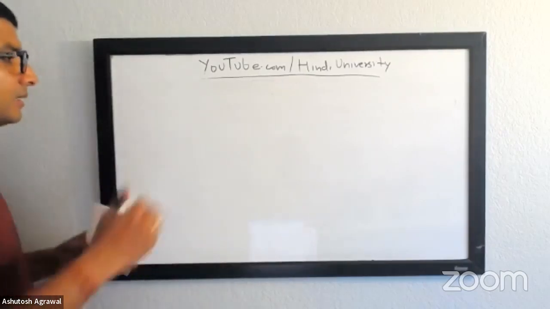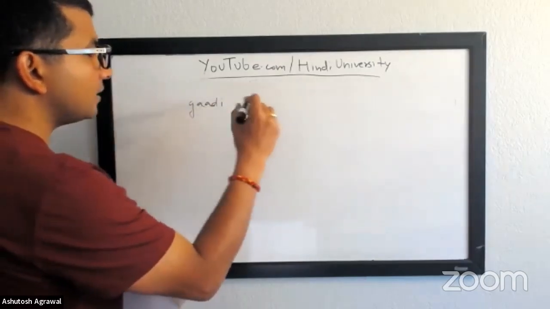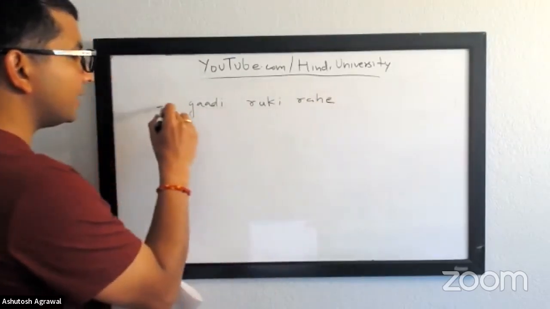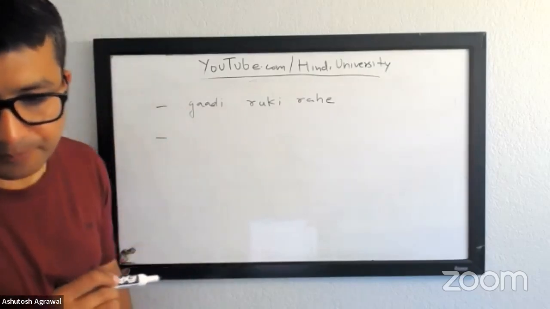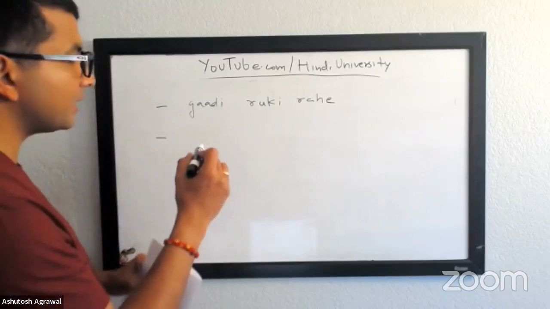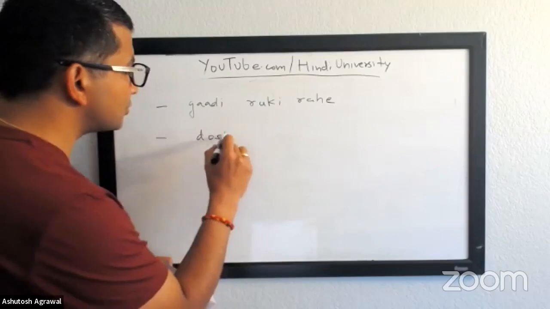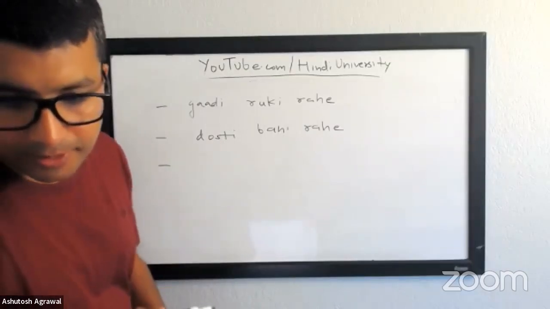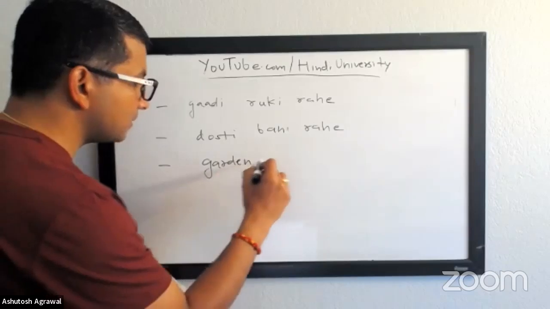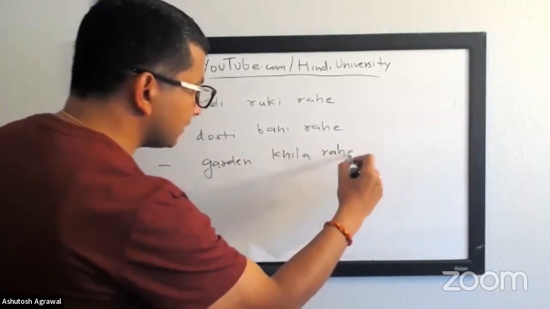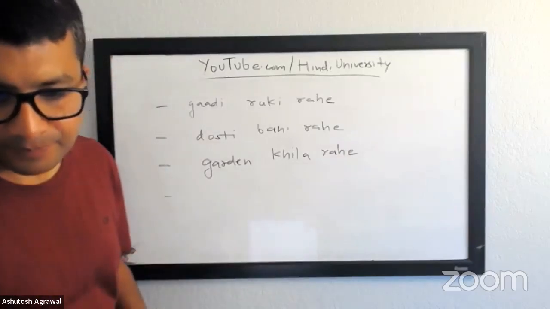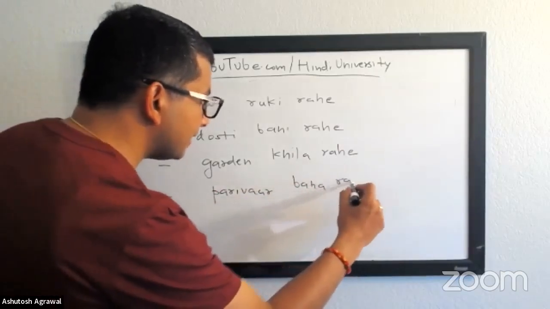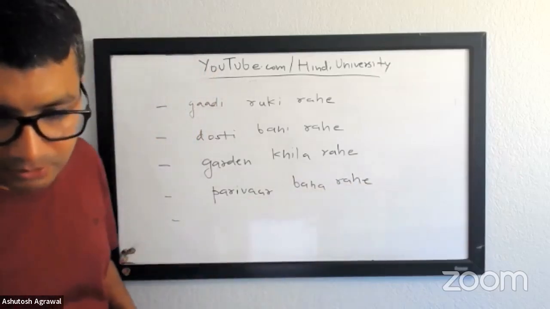Okay, so more examples would be gadi. Gadi is your car or bus. Gadi ruki rahe, where you are saying that the car remains stopped. The car should remain stopped. And then you can also say dosti bani rahe. Then you have garden खिला रहे. You can say परिवार, family. परिवार बना रहे. Family remains intact.